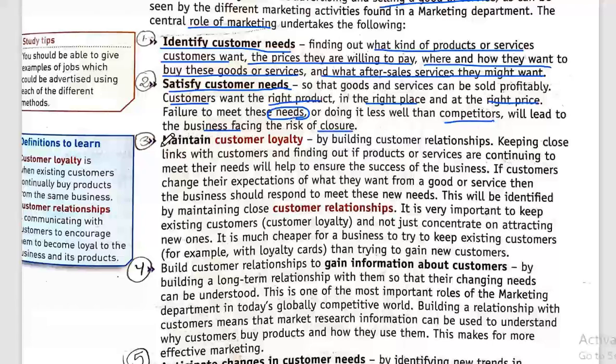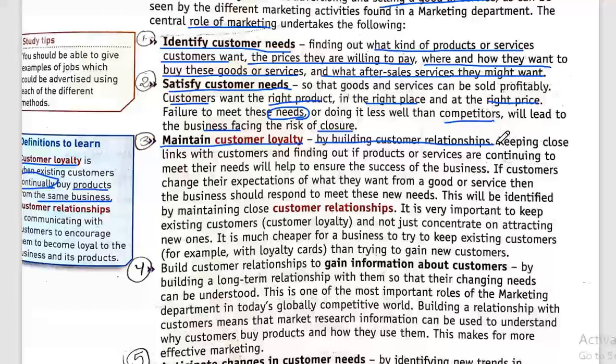Number three, I have to maintain customers' loyalty. The marketing department is responsible for making or keeping the customer loyal. So what is meant by customers' loyalty? Loyalty is when existing customers continually buy products from the same business over and over. This is loyalty, not switching to another brand or another product from the competitors. So how can I gain the customer's loyalty? How can I have a loyal customer? It's simply by building customer relationship.